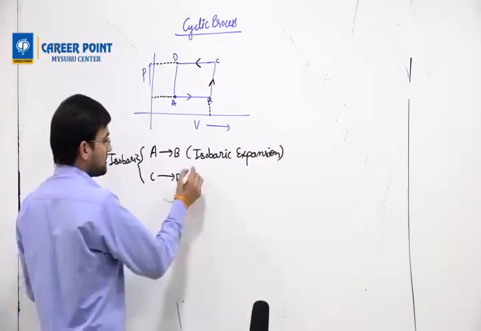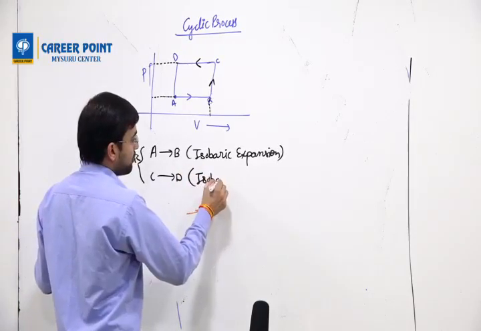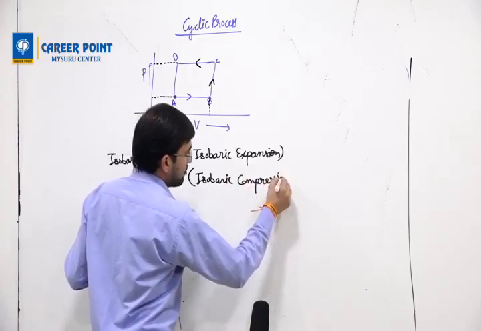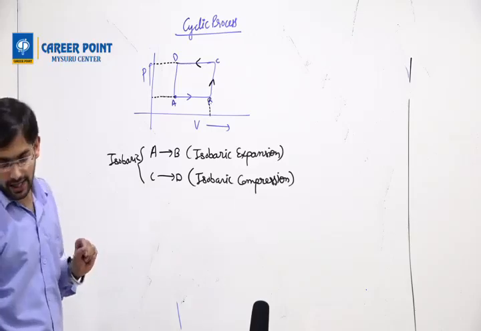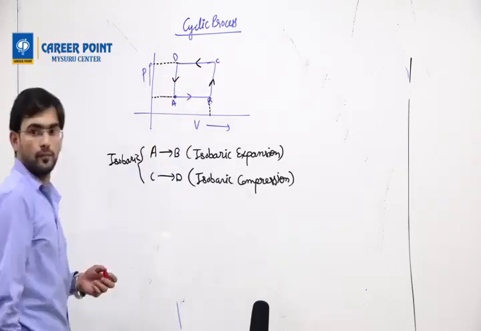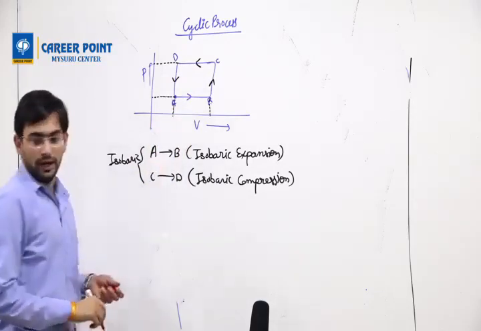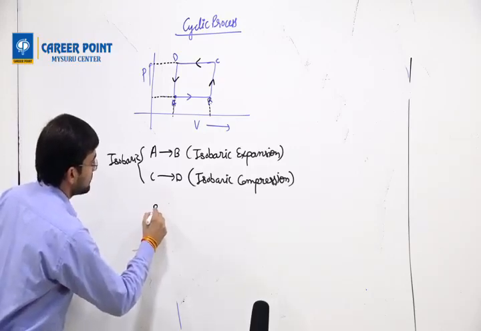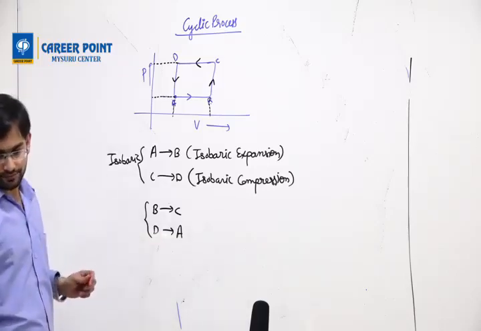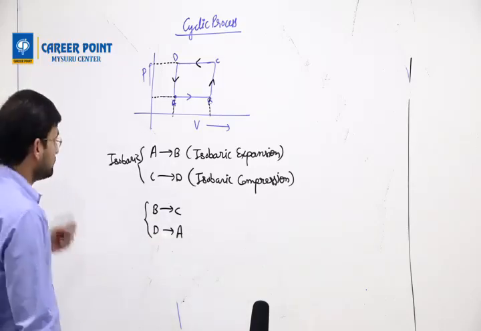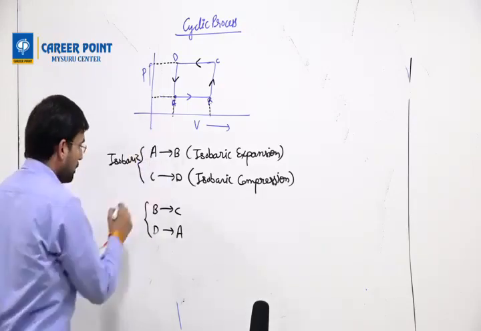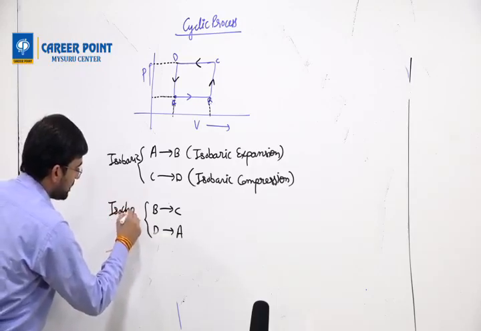Isobaric expansion. This is known as isobaric compression. Right? Then this is A to B and C to D. What about D to A? D to A is also isobaric.